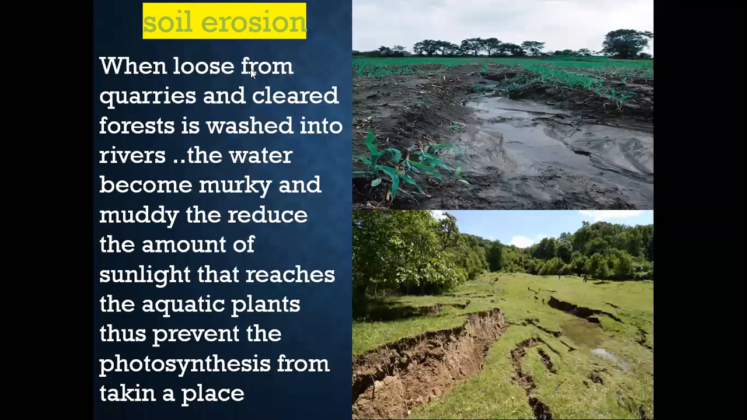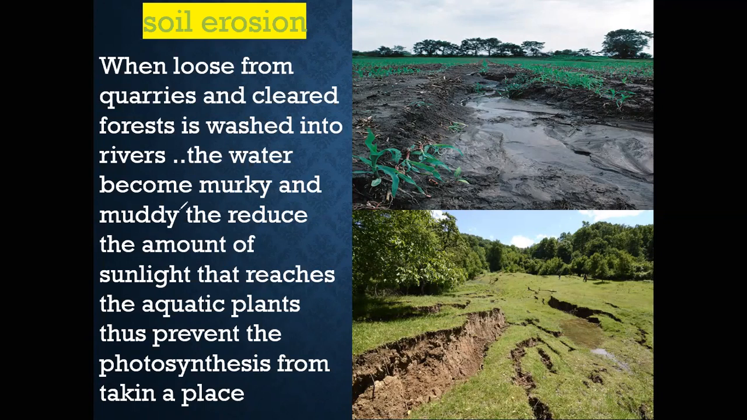Some types of water pollution. Okay, the first one is soil erosion. Soil erosion, like you can see in these pictures, is when loose soil from quarries and cleared forests is washed into rivers by a lot of rains that come into forests. These rains try to move the soil with them from one place to another place. So we will find a lot of mud inside water. A lot of mud is moving with water. This muddy water will be dark or light water?